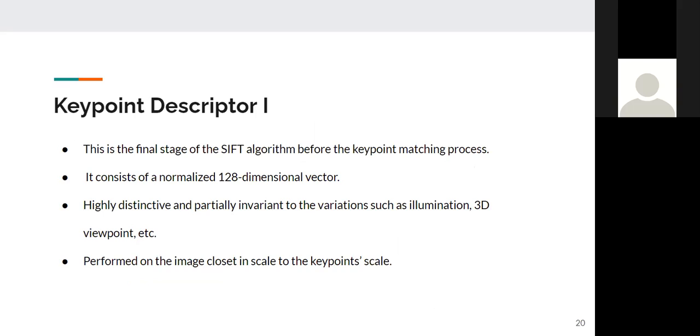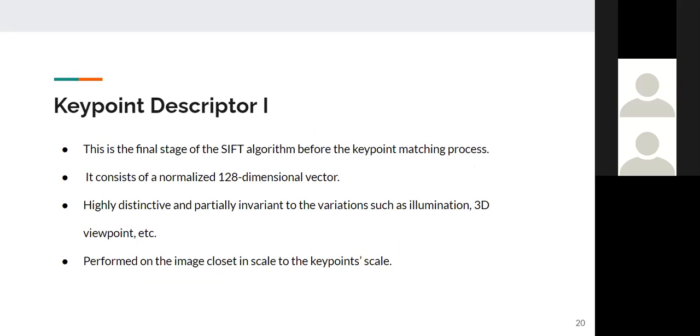In the following slides, Zelin will talk about the key point descriptor. The descriptor is the final stage of the scale invariant feature transform algorithm before the matching process. This step creates the invariance so that the image's location, scale, and rotation will be invariant during the transformation process. From the previous steps, we could find the location at particular scales of each feature point and assign orientation to them.